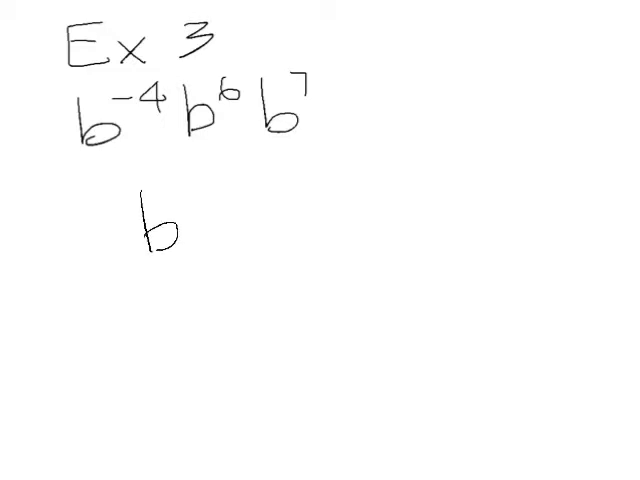So I still keep a base of b. That doesn't change. We don't have 3 b's here, okay? What we have is b, and then with our exponents, we just add all those exponents together. I'm going to have negative 4 plus 6 plus 7. And when I add all of those guys up, that will give me my reduced answer form. So negative 4 plus 6 is 2. 2 plus 7 is 9. So my final answer is going to be b to the 9th.